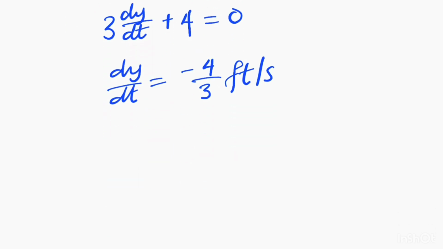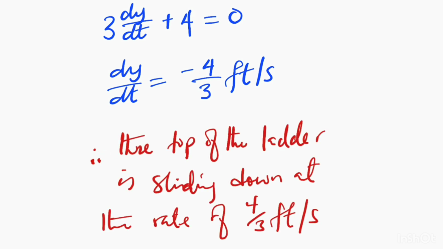If you want to get rid of this negative sign, you can make a statement. And how will the statement be? You can say that therefore the top of the ladder is sliding down at the rate of 4 over 3 feet per second. You can even change it to decimal, but I would like to leave it as a fraction. Therefore, the top of the ladder is sliding down at the rate of 4 over 3 feet per second.